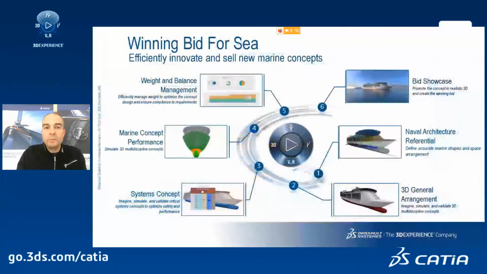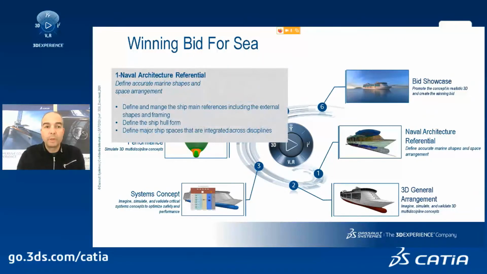Okay, so what does it mean? Winning Bid for Sea, that you see on screen here, is made of several industry processes. Naval Architecture Referential is the first one, where you will get for sure the role Naval Architect. Then as a second process, you will do a general arrangement, your system concept, your marine concept performance checks, and of course weight and balance and showcase. These are the 6 main industry processes for Winning Bid for Sea, and Naval Architecture is the very first one, as it is very structuring for the whole work.